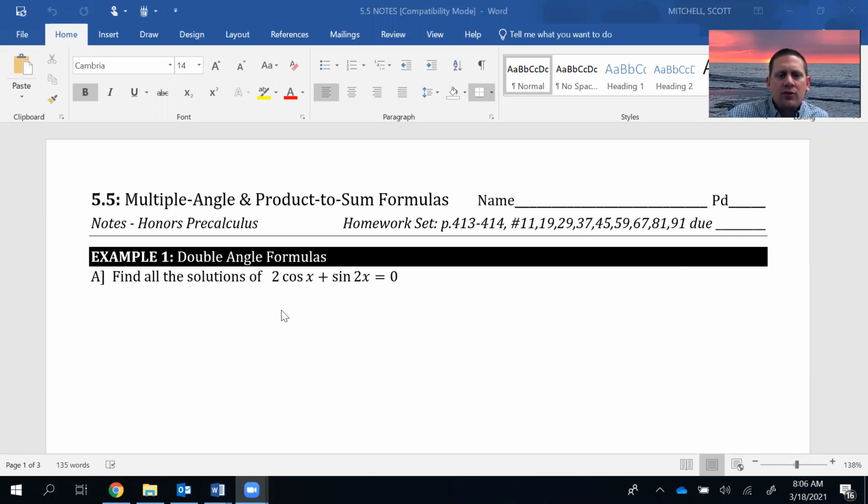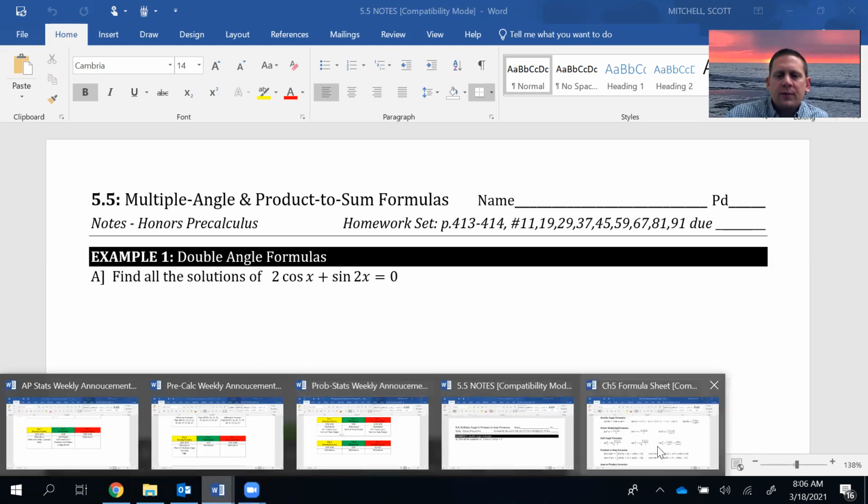So we're going to find all the solutions of 2 cosine x plus sine of 2x. All right, so we have some issues that we haven't had before. Here's a multiple angle, which if that were the only thing, we could solve that. But the fact that we have 2 cosine x here, we can't. So we have some formulas that are double angle formulas. Let's take a look at those.